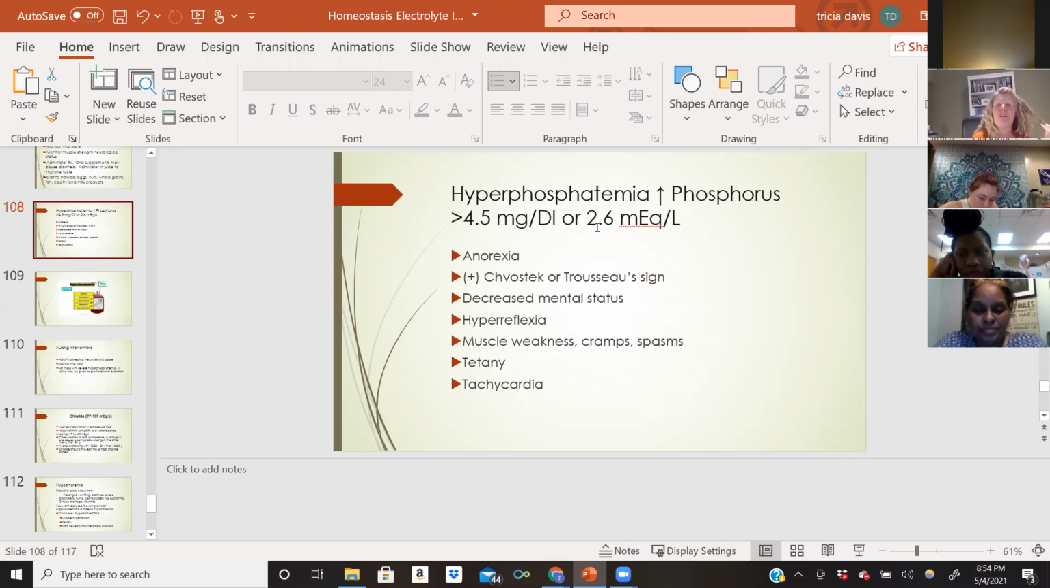They're going to have hyperreflexia. They're going to have muscle weakness. They might complain of cramps or spasms. They're going to have tetany, and they're going to be tachycardic. So everything is going to be excited, hyper.